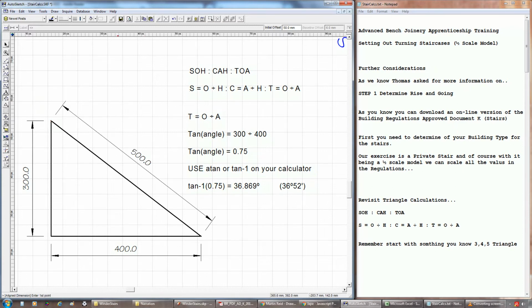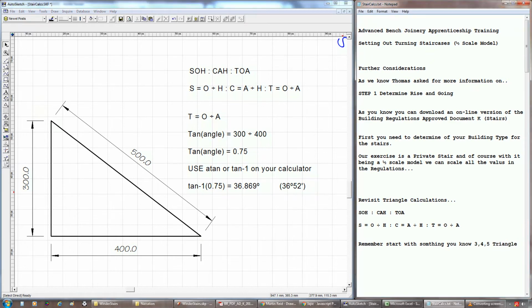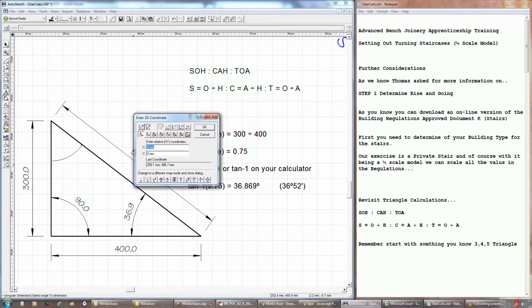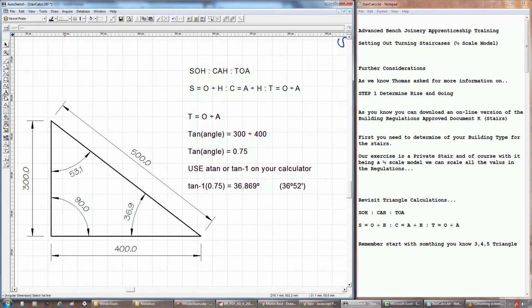If I draw out the triangle full size, 400 millimeters, 300 millimeters and a 500 millimeters hypotenuse, we know that the angle opposite to the hypotenuse is 90 degrees. From this we can calculate that the tan is equal to the opposite side divided by the adjacent side. So the tan of the angle is equal to 300 divided by 400 or 0.75. And if we use tan minus 1 on your calculator, then tan minus 1 of 0.75 is 36.869 or 36.9 degrees. You can calculate the other angle for practice.